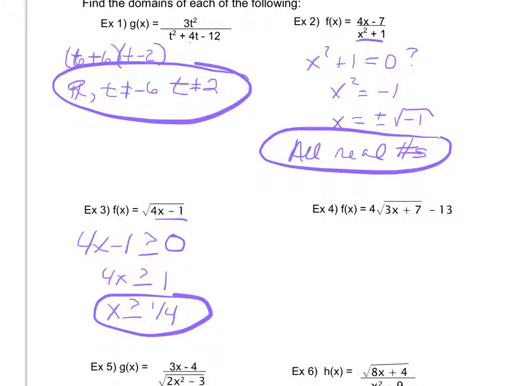If I do the same thing for example 4, if this had not been 3x plus 7, had it been x or x squared or x cubed, x to the 4, I could keep going, but there would be no domain restrictions. This piece and this piece alone is what's causing my domain restriction. Notice in example 1, I only looked at the denominator.